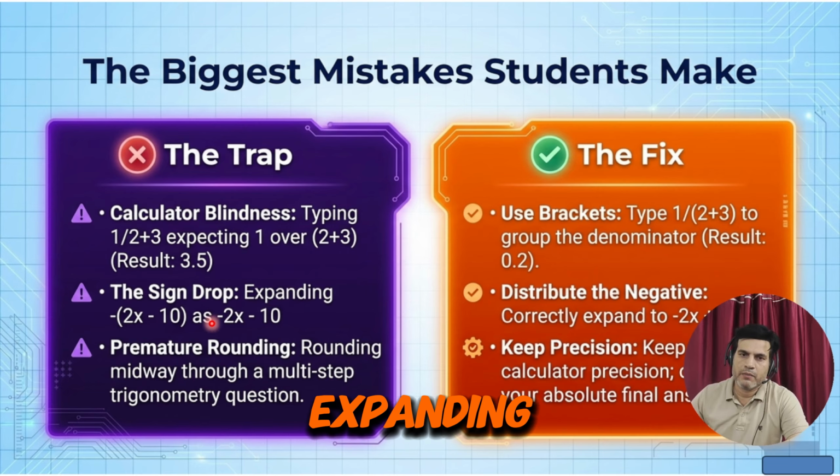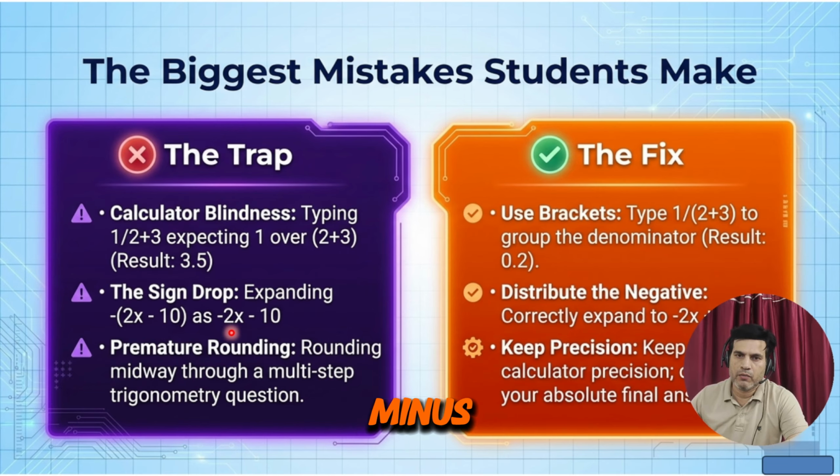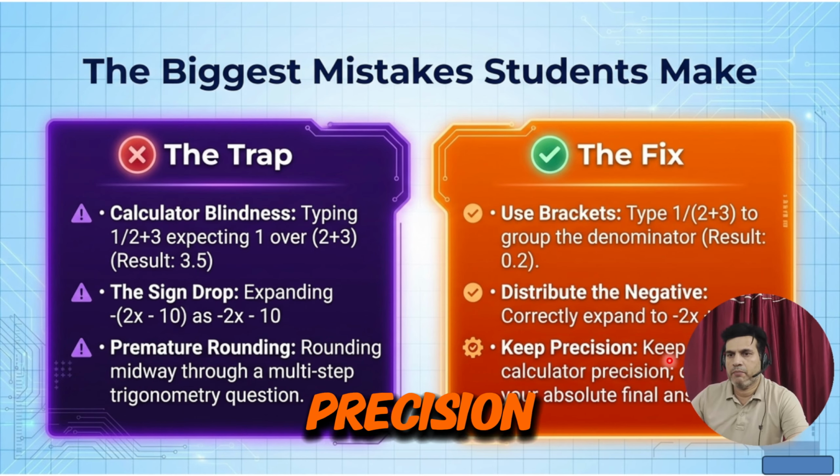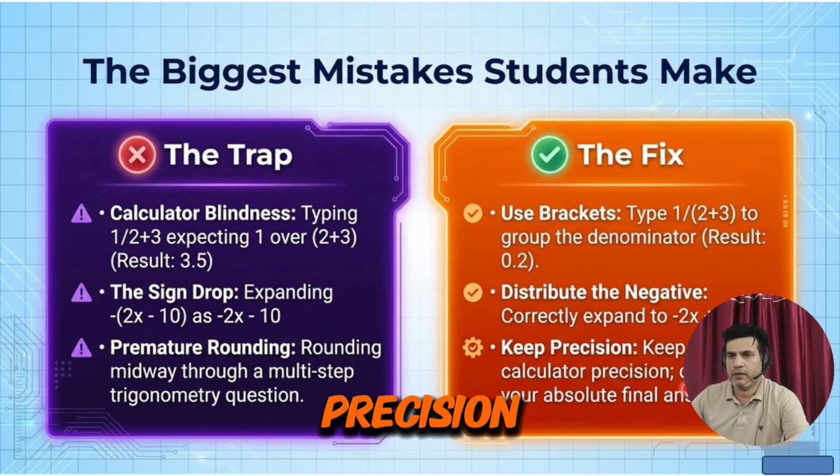And sign drop, expanding minus 2 times (x minus 10). So minus 2x minus 10, this is wrong. It will be minus 2x plus 20. So you have to change the sign here. This sign will be changed. Premature rounding: rounding midway through a multi-step trigonometric question. So keep precision. Keep your full calculator precision. Only round your absolute final answer.